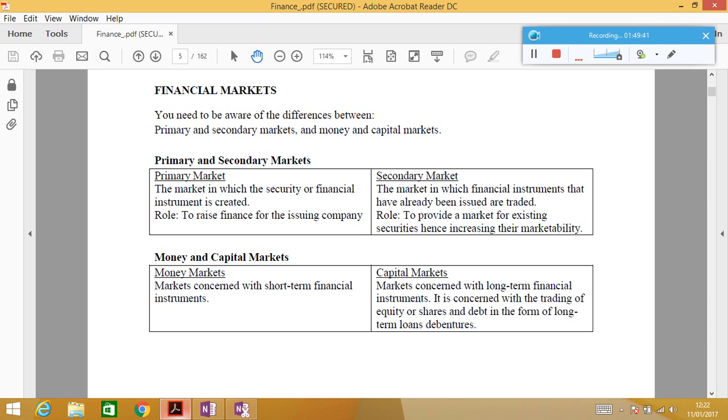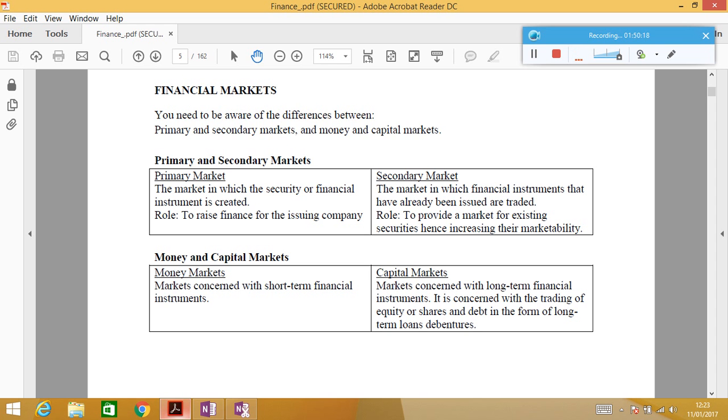Next, money and capital market. Money market is concerned with short-term financial instruments. Guys, sometimes in your case study they won't use the word short-term, they will use the word money. Sometimes I myself will use money market. When I say money market, that means short-term. Short-term means working capital. Working capital means current asset and current liability.